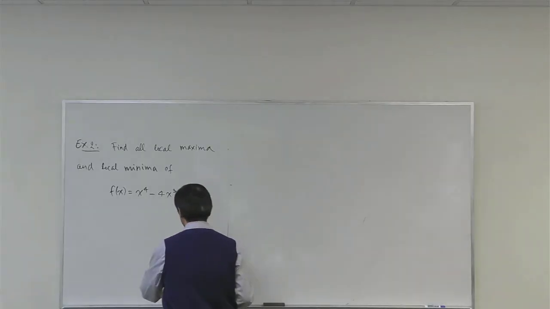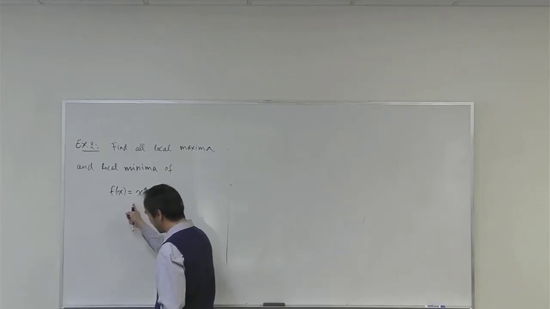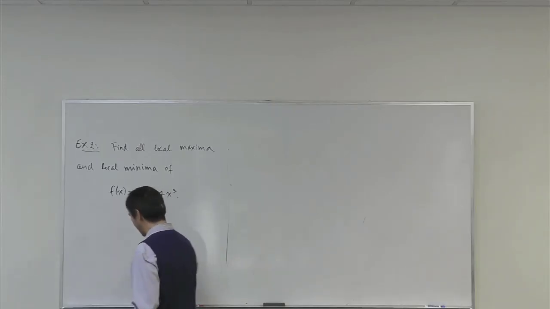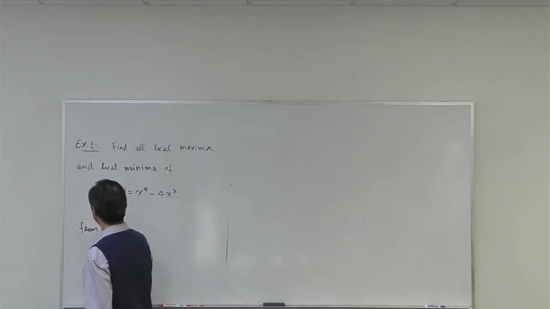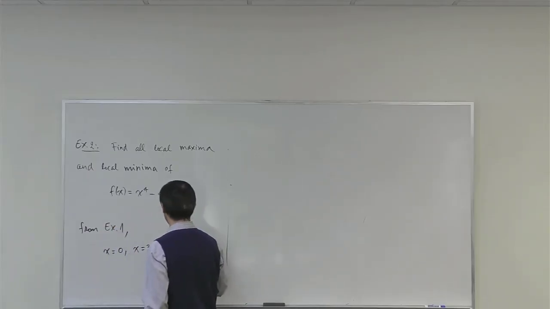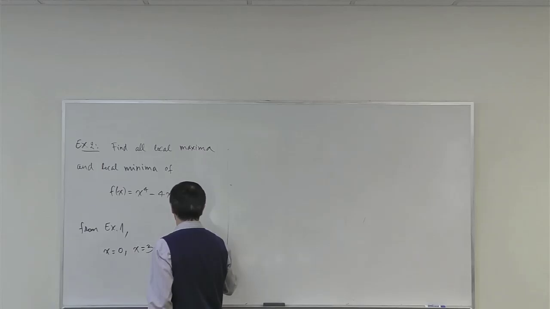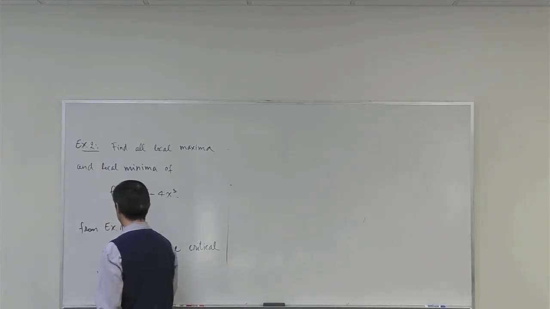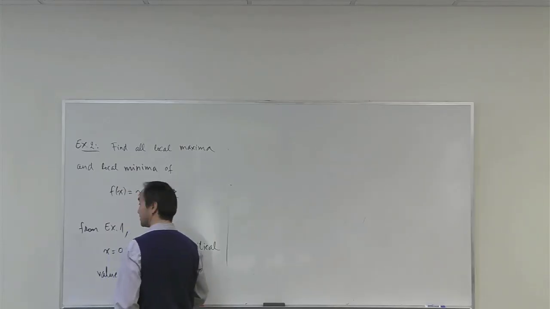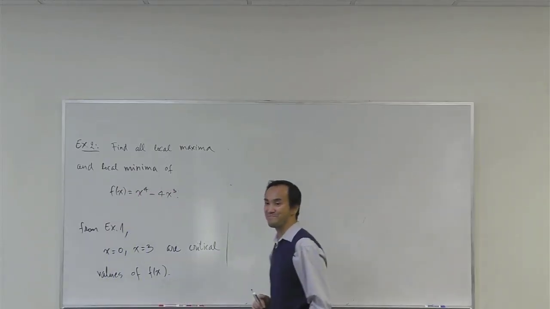And so now, right on this problem, I purposely use the same function from the earlier example so that we can save some effort here. So now you can say that from example 1 that we've done previously, we found x equals 0 and x equals 3 as critical values, and these are all we have. So everybody is clear with me on that, okay?